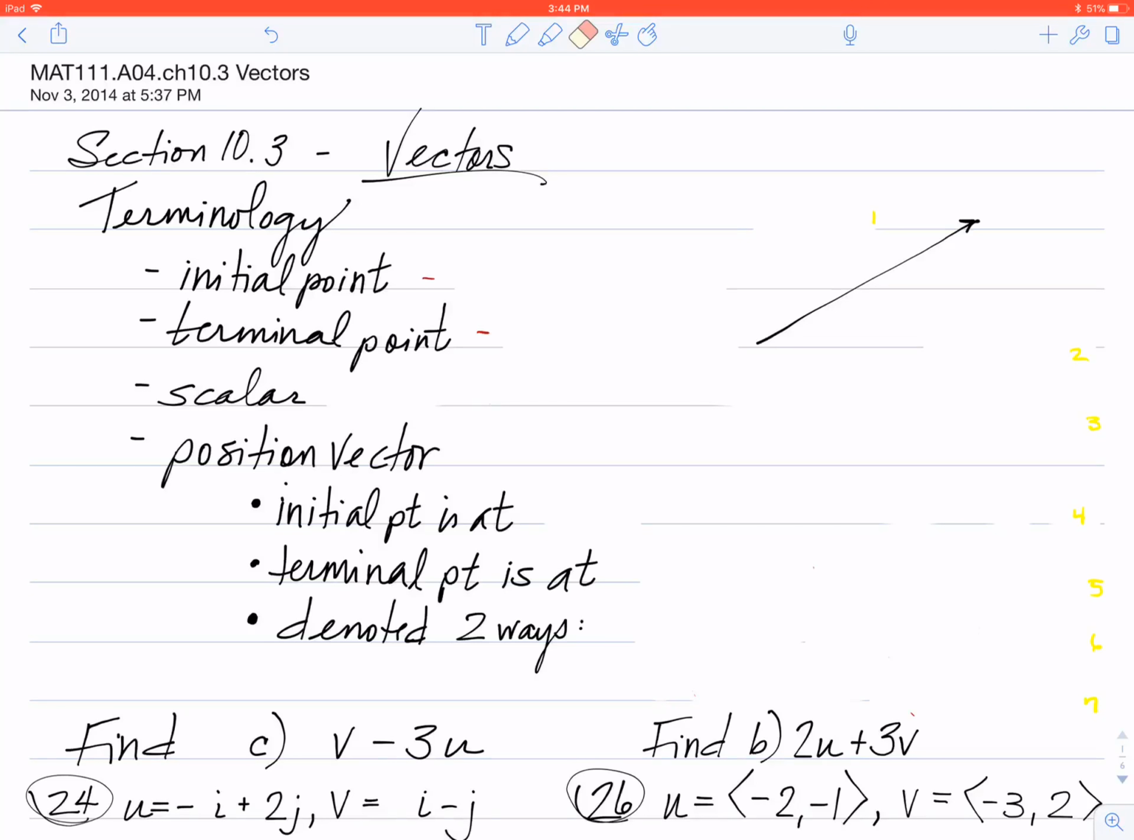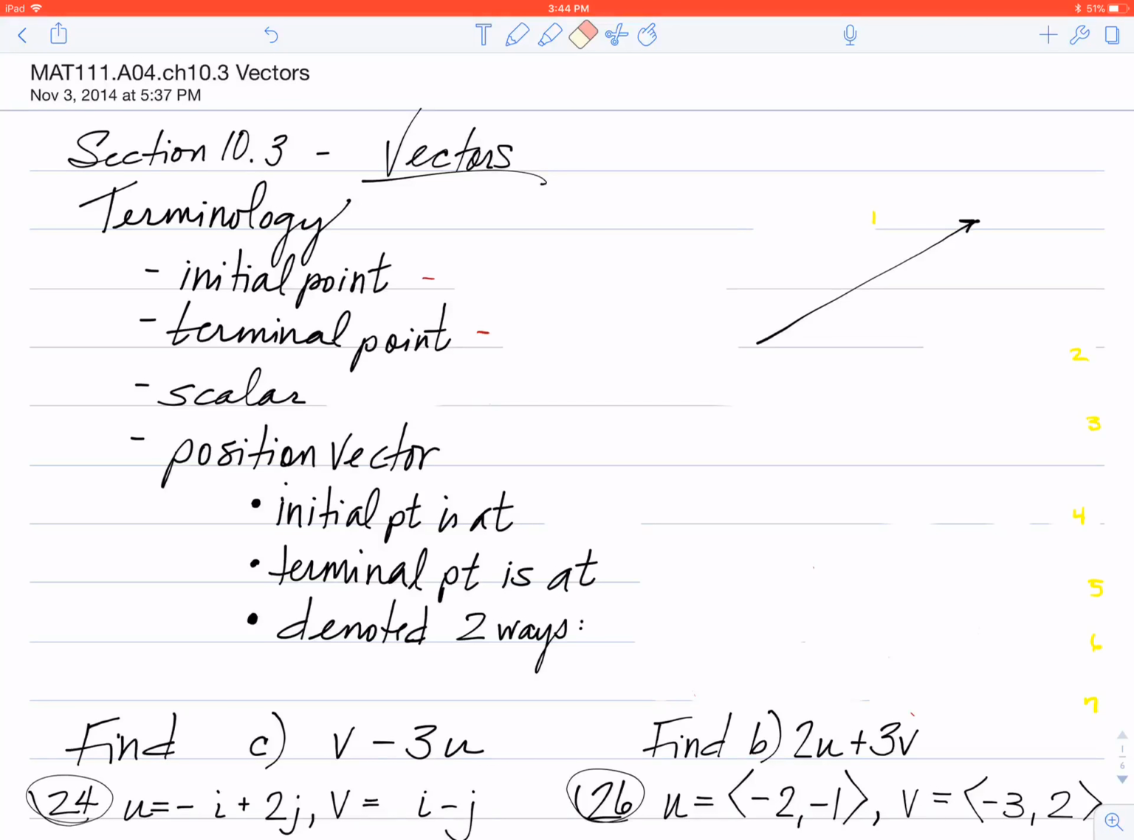Hey folks, so this is a discussion on section 10.3. It's an introduction to vectors. You'll notice that I've drawn a vector over here on the right side of the screen. It looks a lot like the ray that we used to have in geometry, but it does act differently than that. We'll discuss that. First, let's talk about the parts of a vector.